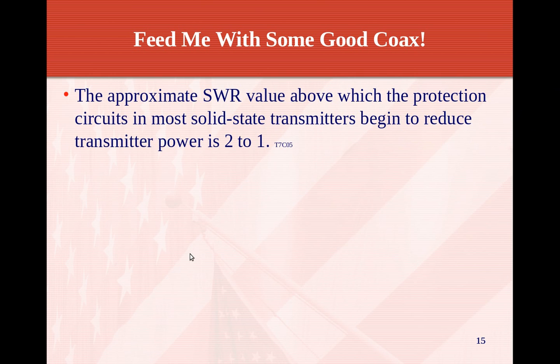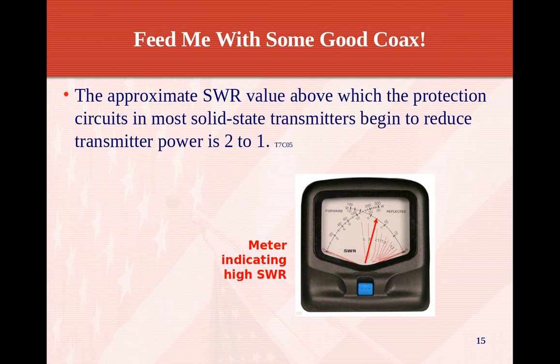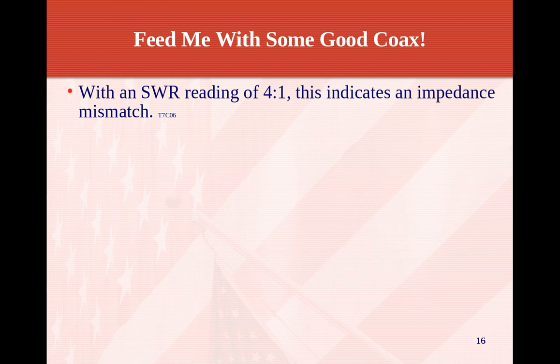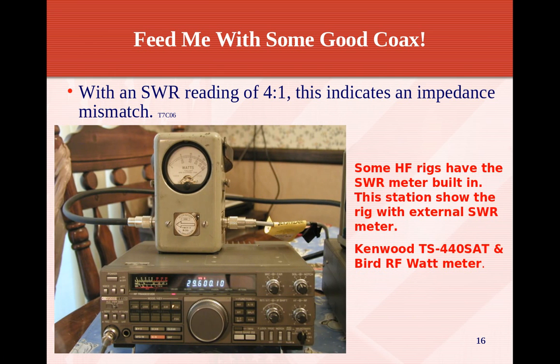The approximate SWR value above which the protection circuits in most solid-state transmitters begin to reduce power is about 2-to-1. On my manual it says 3-to-1. So when you start getting too crazy out of whack, it'll actually shut itself down or reduce its power. Here's a meter indicating high SWR. With an SWR reading of 4-to-1, this indicates an impedance mismatch.